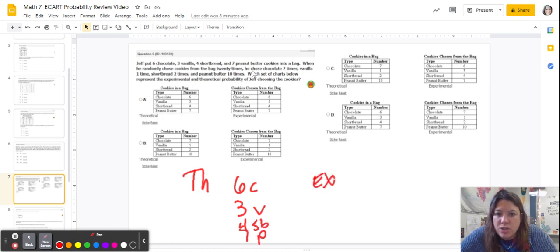The experimental should be chocolate 7, vanilla 1, shortbread 2, and peanut butter 10.